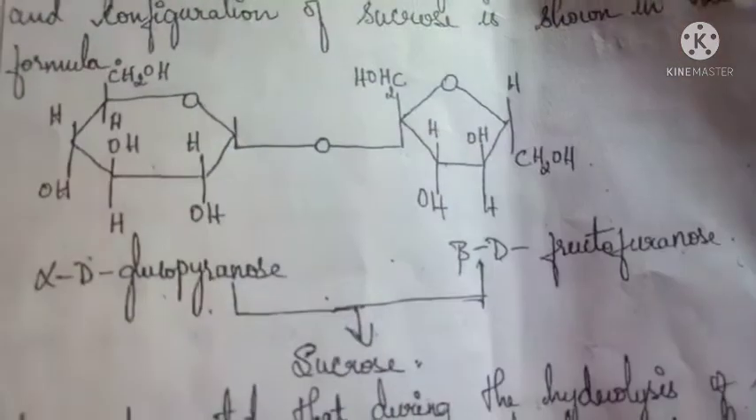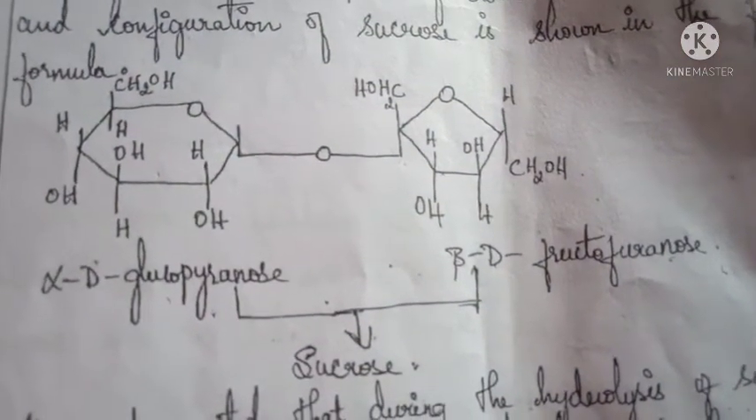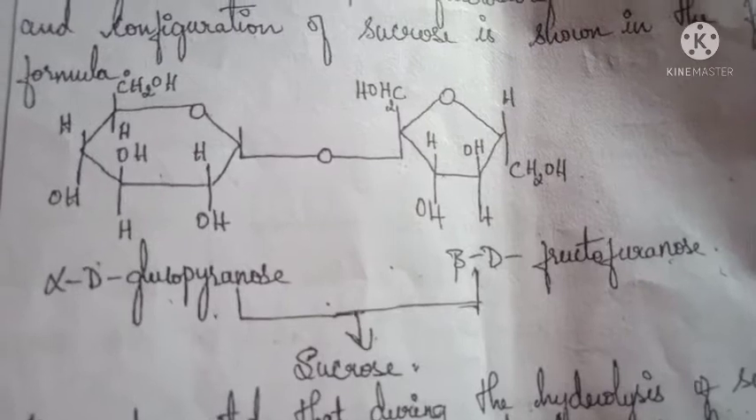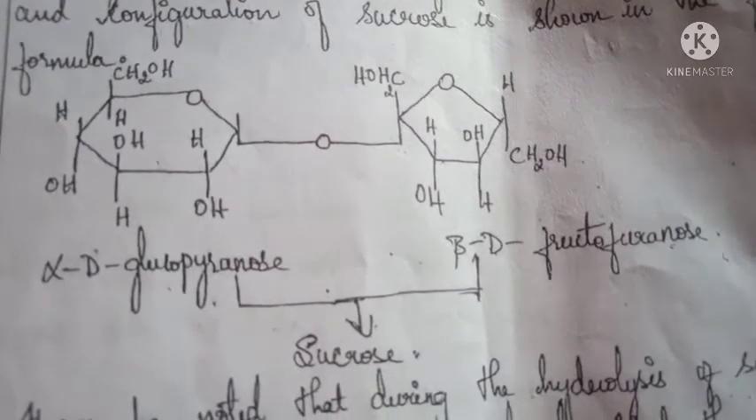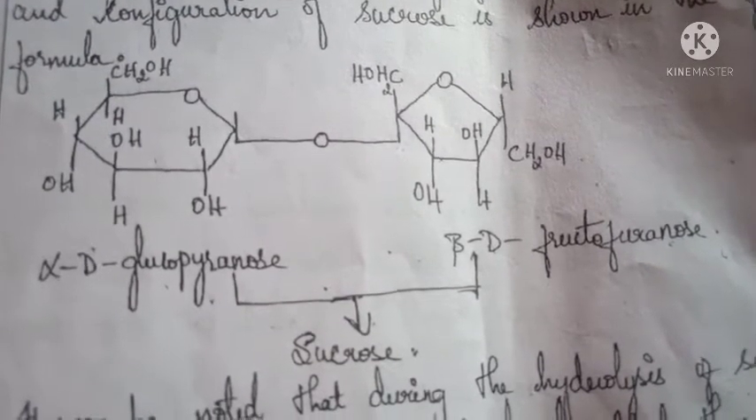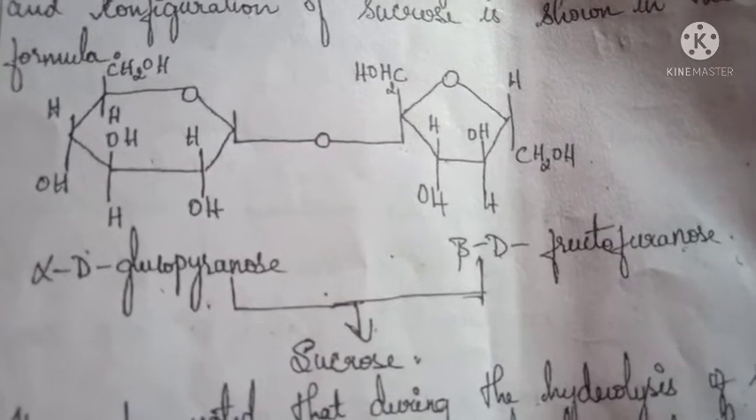Do you get it? And in that it may be noted that during the hydrolysis of sucrose, the beta D fructofuranose is produced first, then converted into beta D fructopyranose.